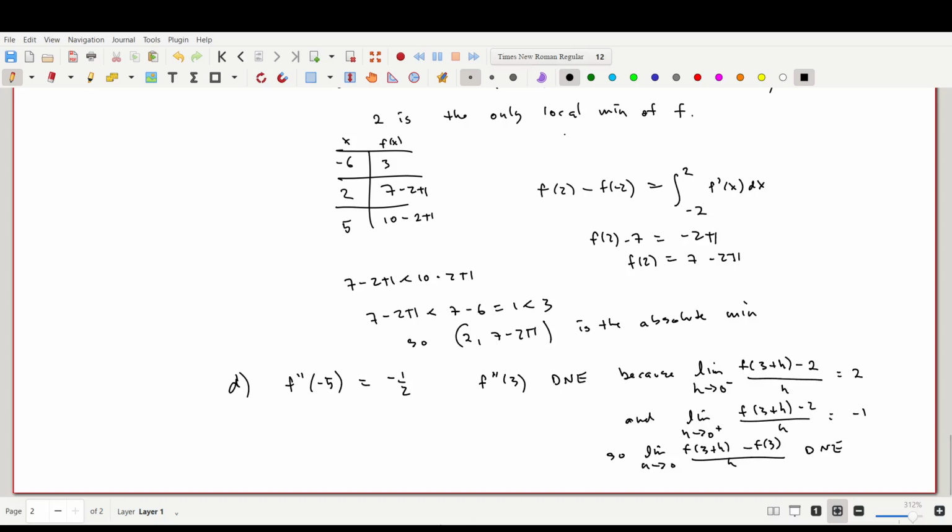All right, let's check my answers. A, 10 minus 2 pi. Right, 10 minus 2 pi, yep. Increasing on -6 to -2 and 2 to 5. Yep. You're probably allowed to get away with not checking -2, which is what I did. That's fine. And then D, -1/2. I probably should have explained how I got that, but whatever. And this one's a bit tricky. I'll show you what they say.